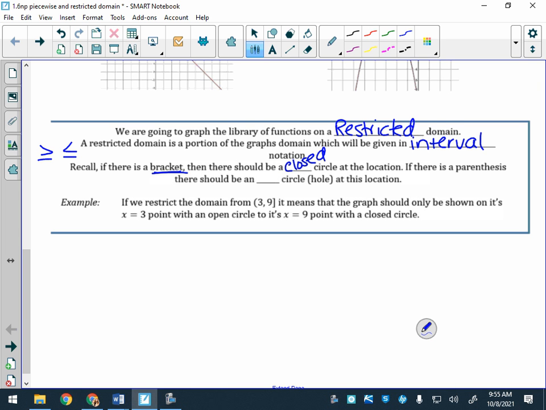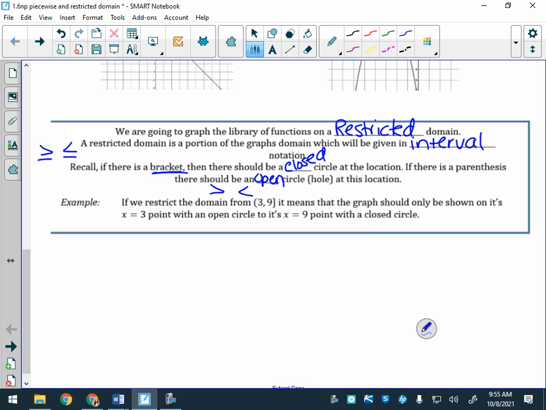If there are parentheses, it's open, which is called a hole, meaning there's a hole in the graph, all right? And for inequality notation, there's no line underneath. So if we restrict the domain from 3, 9, it means the graph should only be shown on x equals 3, open circle, and x equals 9, closed circle. So that's what it means for a restricted domain.